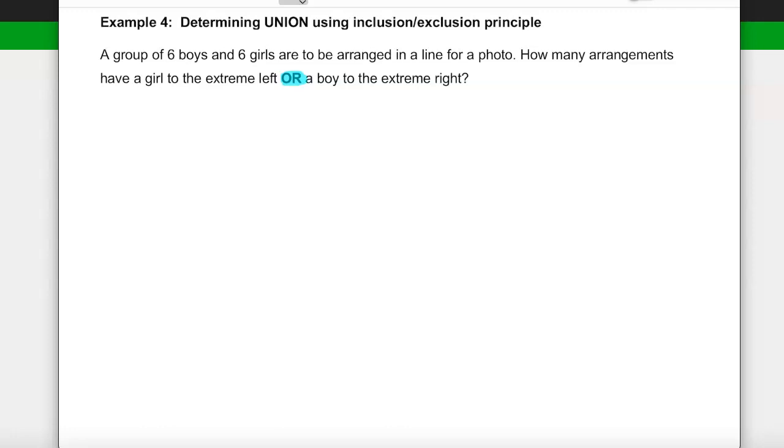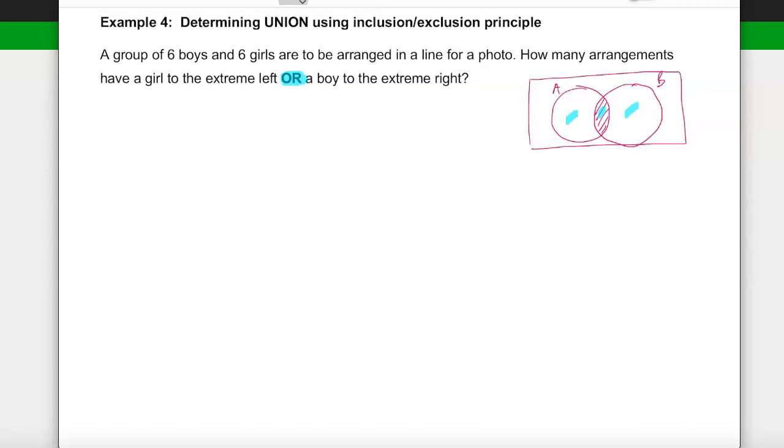So it's taking us back to the idea of the Venn diagram. We could call set A having a girl to the left. We could call set B having a boy to the right. But there will be some permutations or arrangements where there's a girl on the extreme left and a boy on the extreme right. But what we want to do is find the or, the either of these things happening, which I've highlighted those 3 sections in blue.